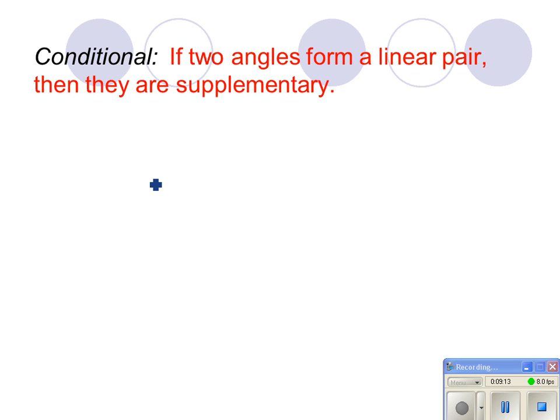Next one, conditional statement. If two angles form a linear pair, so you've got two angles here, that's your hypothesis. They form a linear pair, then they are supplementary. That's your conclusion.